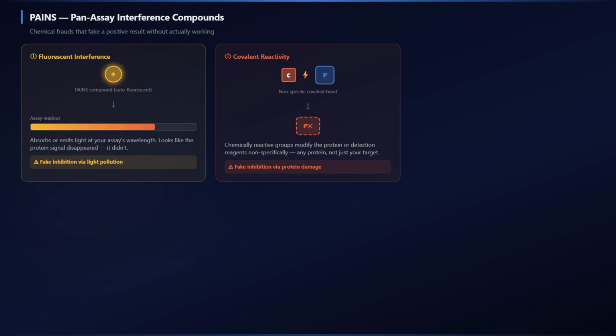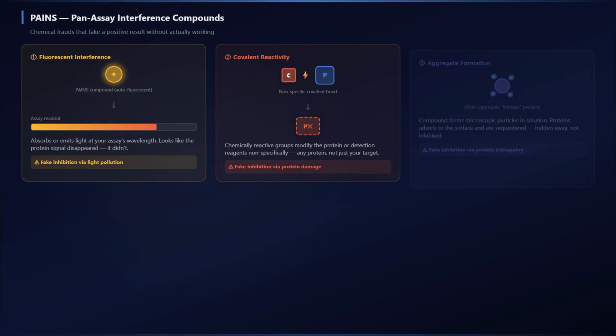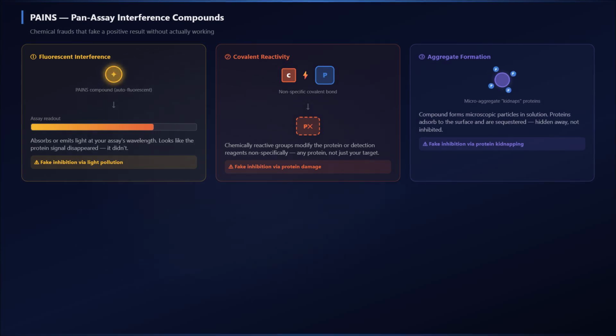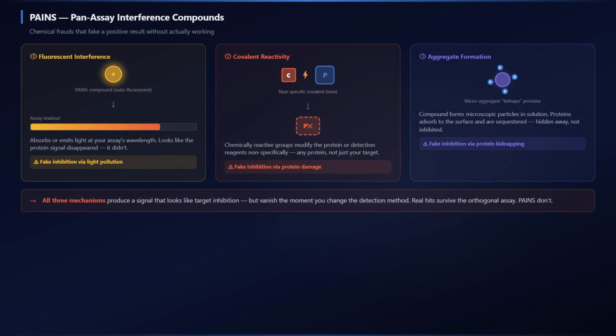Several mechanisms. Some PAINS compounds are fluorescent. They absorb or emit light at wavelengths that contaminate your fluorescence-based readout, making it appear as if they are inhibiting signal when they are simply polluting the measurement. Some are covalently reactive. They modify your protein or your detection reagents non-specifically. And some form aggregates, microscopic particles in solution that adsorb your protein, sequester it, and make it appear inhibited because it is no longer free in solution.